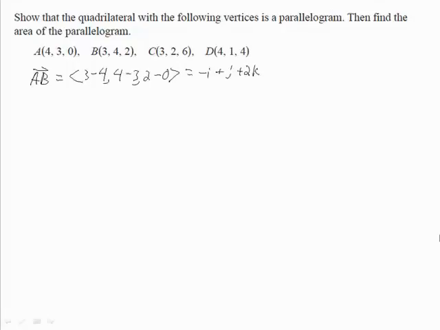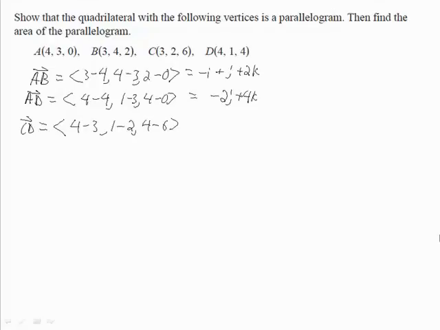The vector AD is equal to the vector 4 minus 4, 1 minus 3, and 4 minus 0, which is equal to negative 2j plus 4k. The vector CD is equal to the vector 4 minus 3, 1 minus 2, and 4 minus 6, which is equal to i minus j minus 2k. The vector CB is equal to the vector 3 minus 3, 4 minus 2, and 2 minus 6, which is equal to 2j minus 4k.